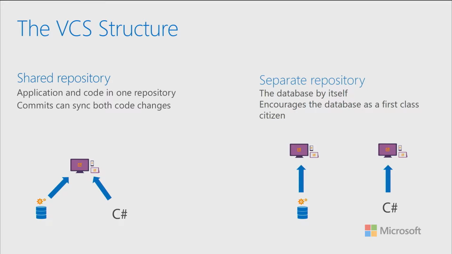When I do this, if I make a commit of code, I can link an application commit with a database commit, put those together, and I try to keep my application in lockstep. There's nothing wrong with this, and if that's your paradigm, that works great.